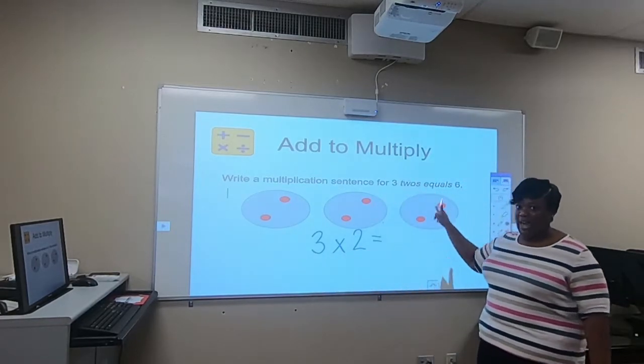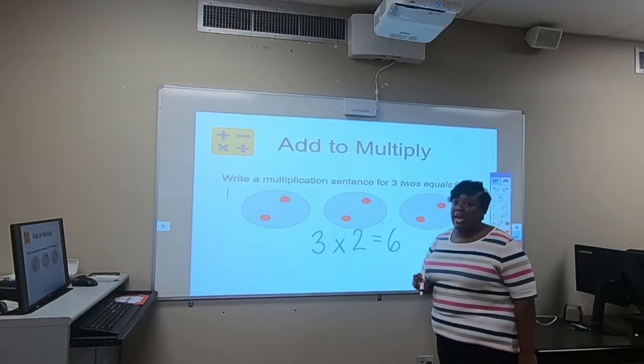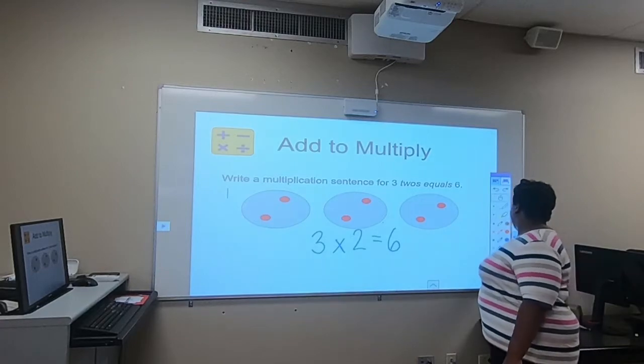How many dots do we have in total? That's correct. We have 6. So 3 times 2 equals 6.